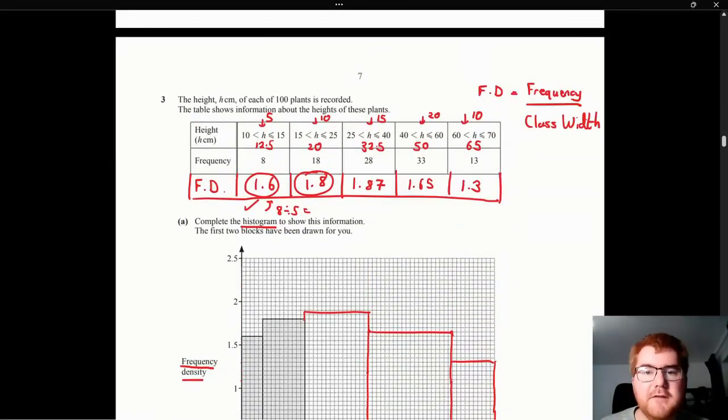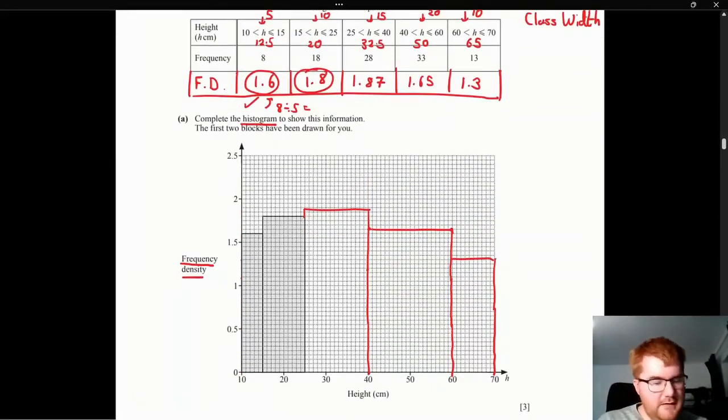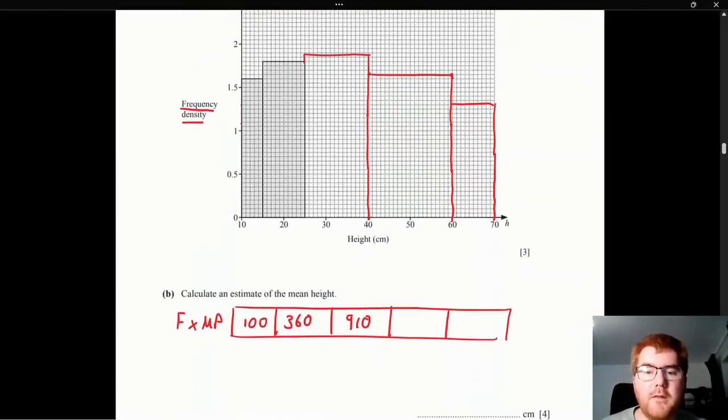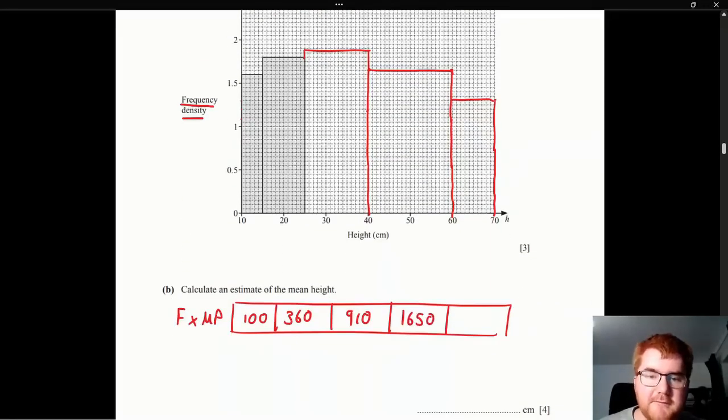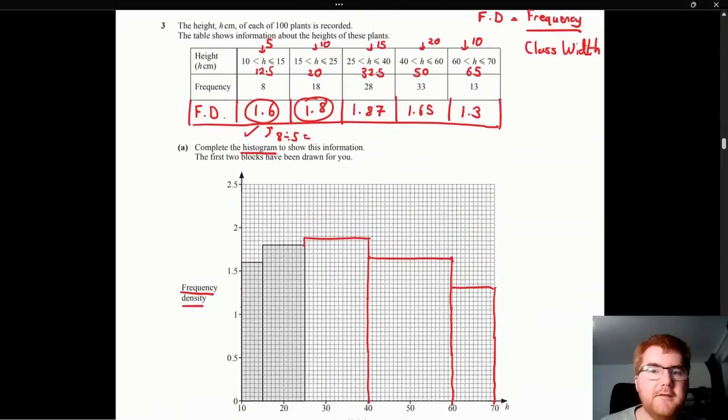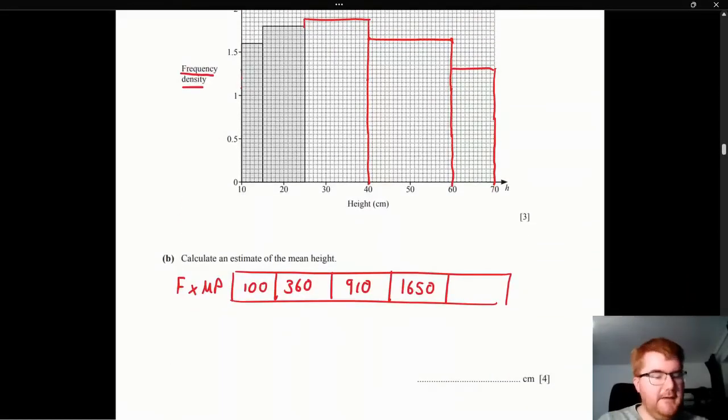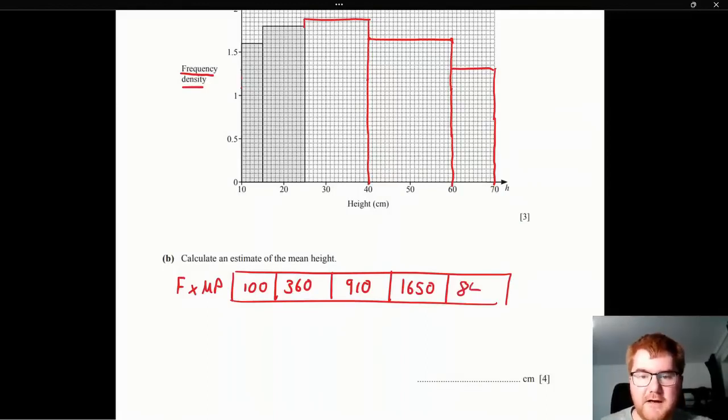And last one, 50 times 33. Again, use that calculator effectively. 1,650. And then 13 times 65. That's 845. So we need to add up those values here. Notice I'm just separating these out into separate calculations.